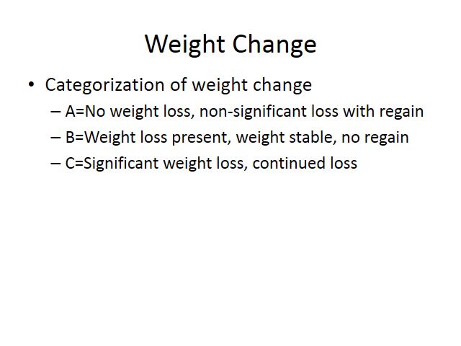Weight change is then categorized into one of 3 options. A equals no weight loss or a non-significant loss of weight with a regain. B, a weight loss is present, but the weight is now stable with no regain. Or C, significant weight loss with continued decrease in weight.